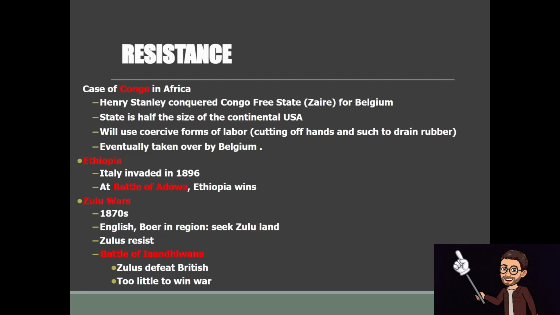Now, we also have the Zulu Wars. These happened in the 1870s, and the British and the Boer, or the Dutch, they seek land. The Zulus resist. And the Zulus will eventually defeat the British in the Battle of Isandlwana. But it's one battle, but it's too little to win the war, and eventually the British will defeat the Zulus.